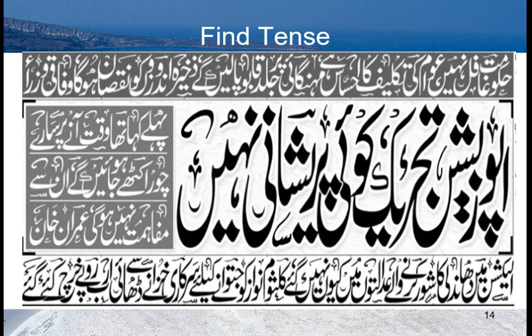So when you read an Urdu newspaper, you can find out the tense, then your translation would be accurate.